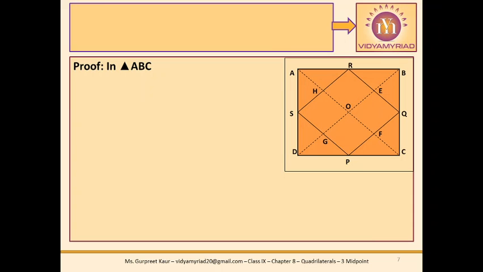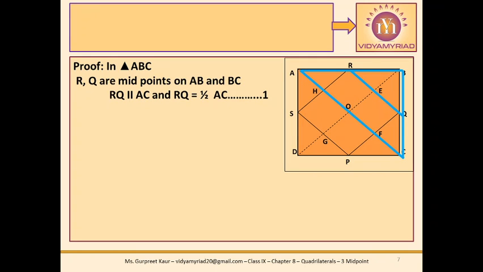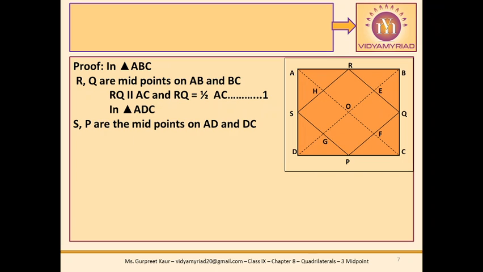In case of triangle ABC, let's take triangle ABC. In that, if you see, R and Q are the midpoints of the sides. So I can say that RQ is parallel to AC and RQ will be half of AC because of the midpoint theorem. Let it be equation number 1. Now take another triangle ADC. In this case, S and P are the midpoints. So what will happen now? SP will be parallel to AC and SP is equal to half of AC.